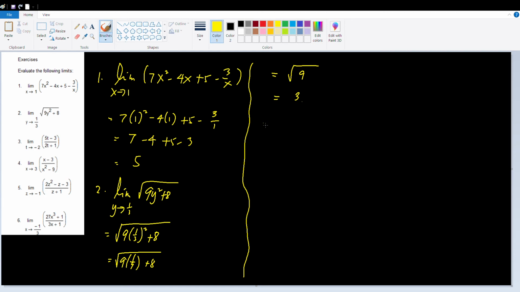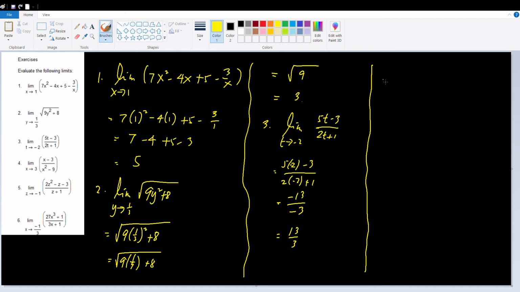Okay, the third one, we take on the limit of 5t minus 3 all over 2t plus 1 as t approaches negative 2. So we simply substitute negative 2 for t: 5 times negative 2 minus 3 over 2 times negative 2 plus 1. In the numerator, we'll be getting negative 10 and negative 3, or negative 13. In the denominator, it will be negative 4 plus 1, or negative 3. And that is equivalent to 13 over 3.